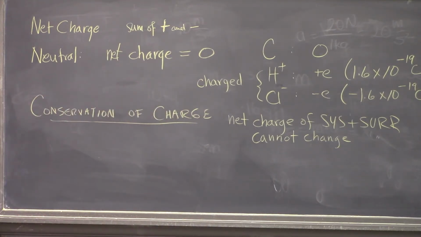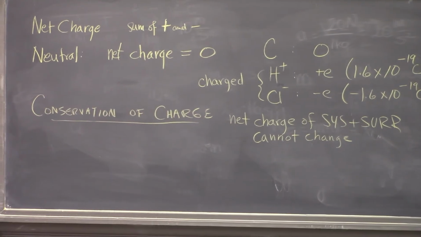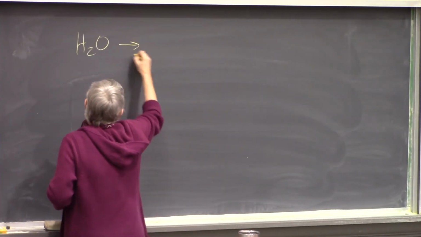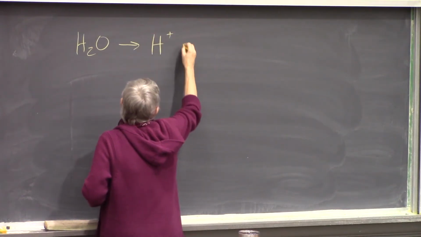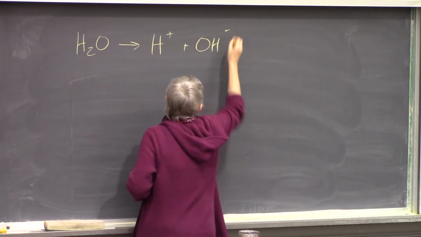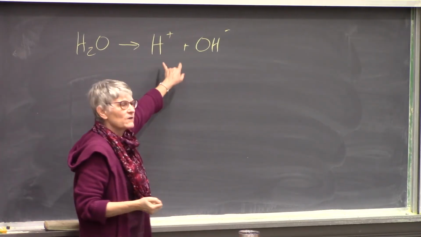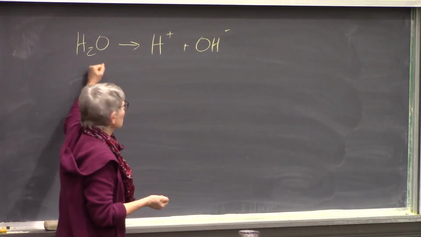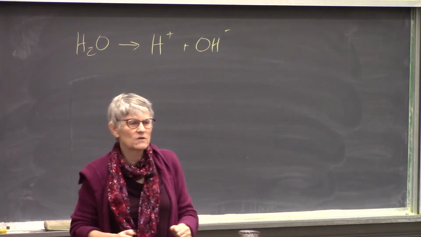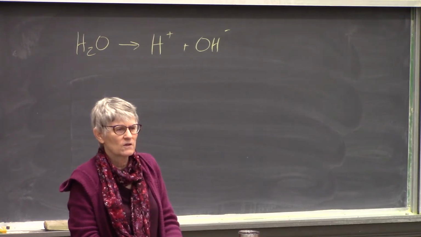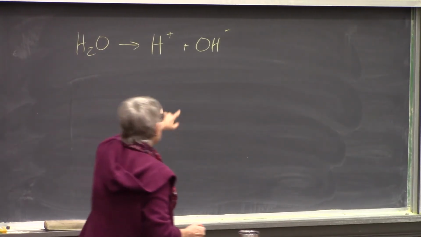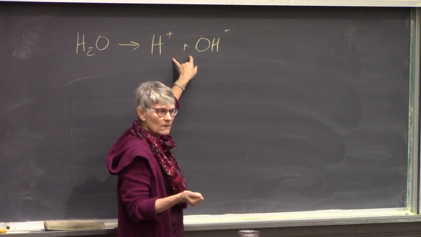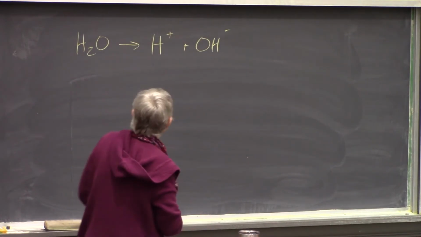So let's think about some processes and see what this does for us. Suppose we have a water molecule which dissociates and it goes to an H plus and an OH minus. Now all of a sudden we've got some objects with non-zero charges here, where before this was neutral. So does that violate conservation of charge? No, because these charges still add up to zero, don't they? Okay, so net charge didn't change.